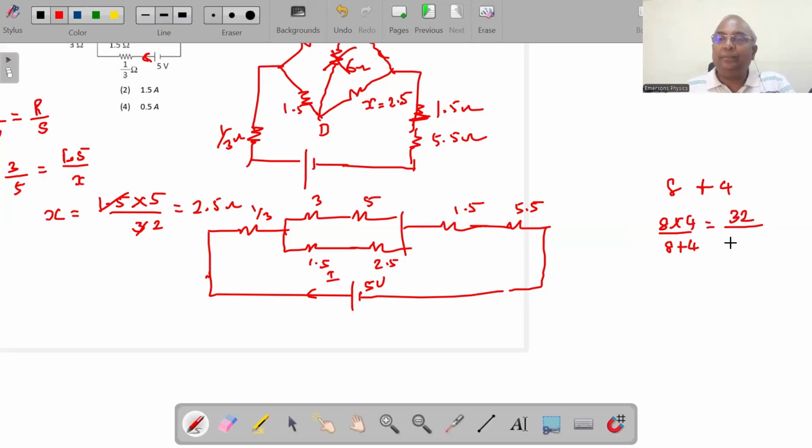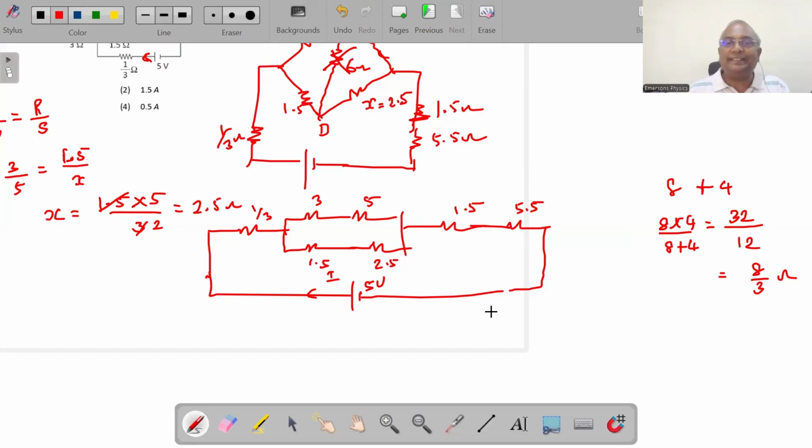832 by 8 by 4. 8 by 4 is nothing but, so the effective resistance is 12. So 8 times 3 ohm. அப்போ இந்த combination is 8/3 ohm.